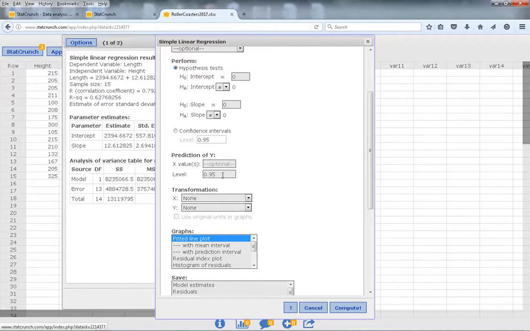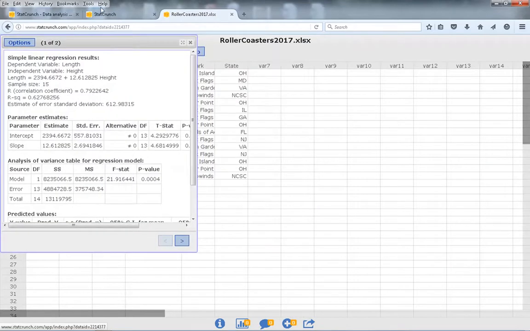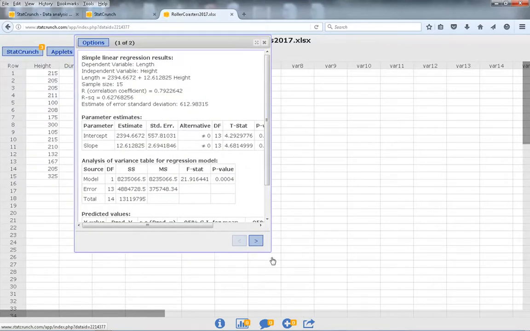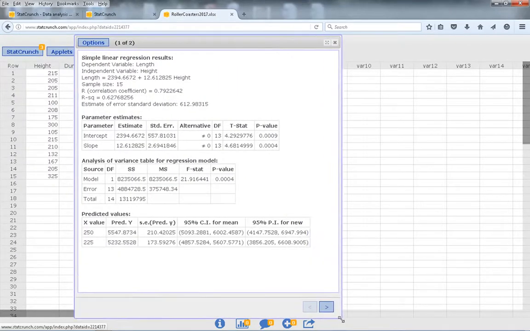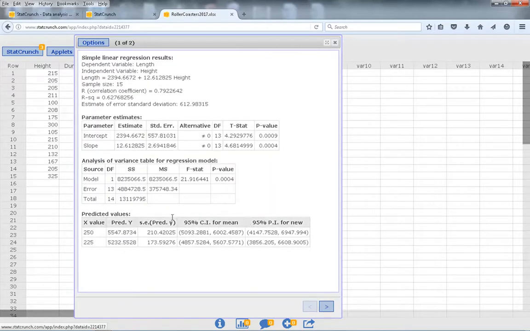Now, you can change the level of confidence or the level of significance. We're just going to leave it at the 95% level, and I'm going to put 250 and 225 in. And now what you'll see is that in the output box, not only do you have what we had before, but you now have the predicted values. The line of best fit is the same, but this now has your prediction values.